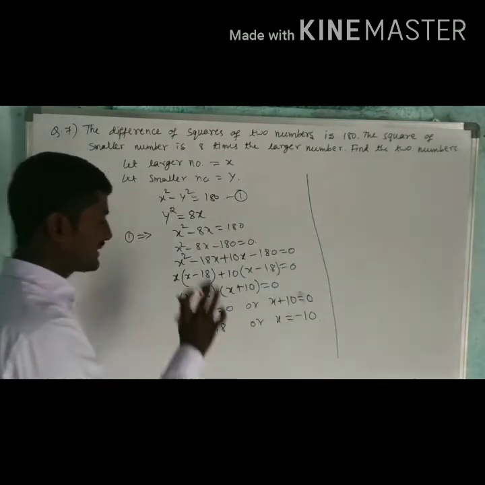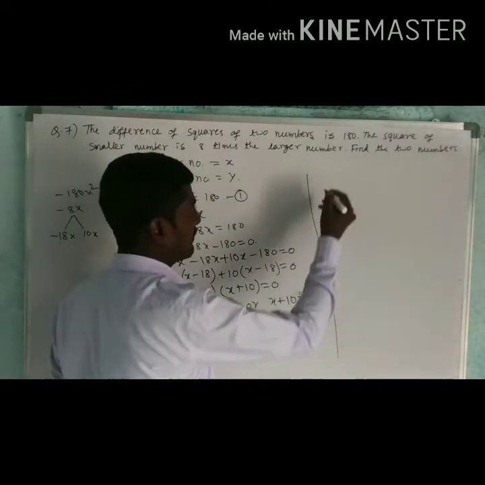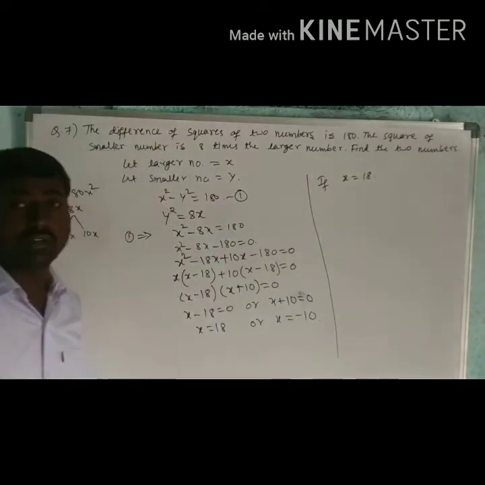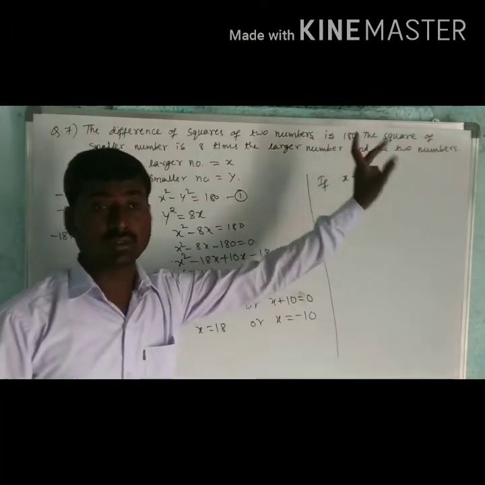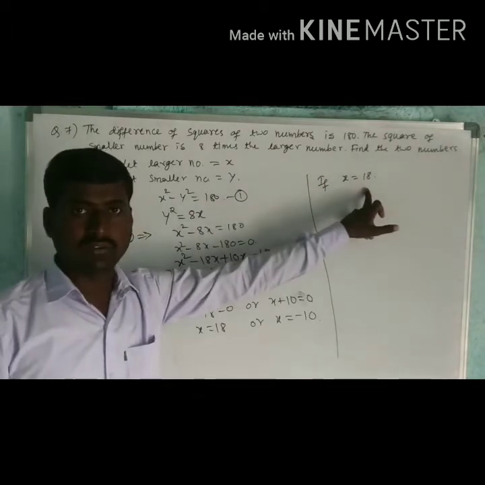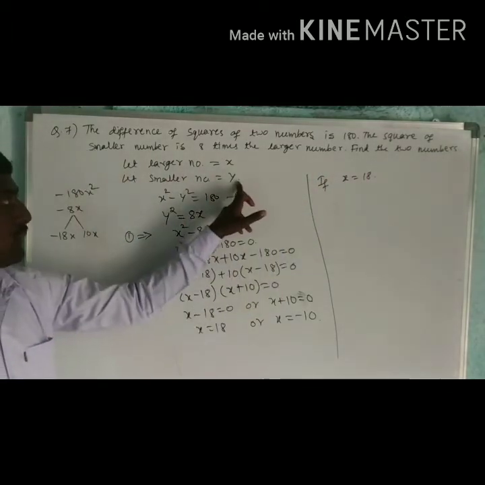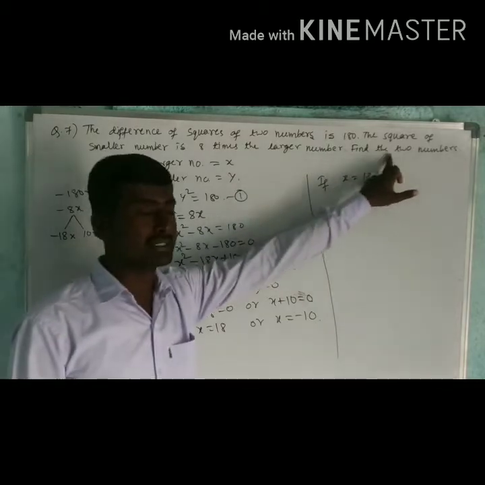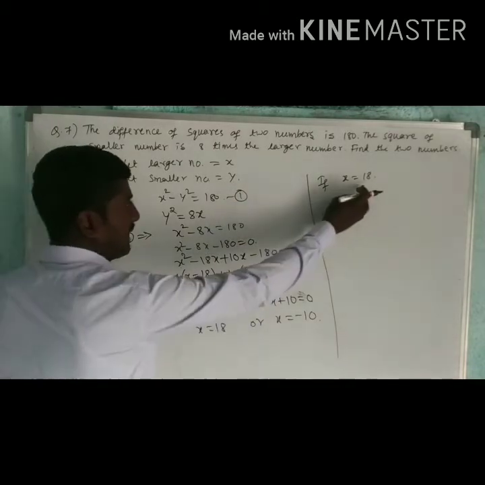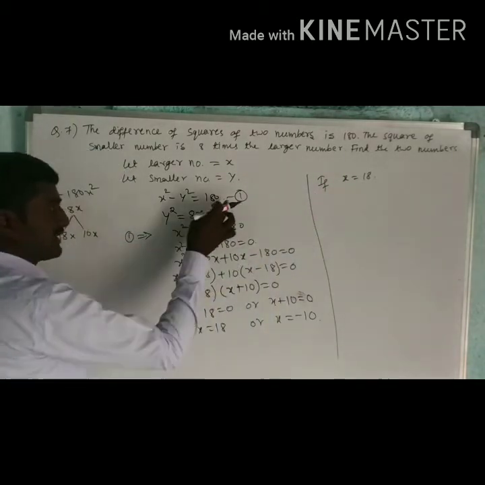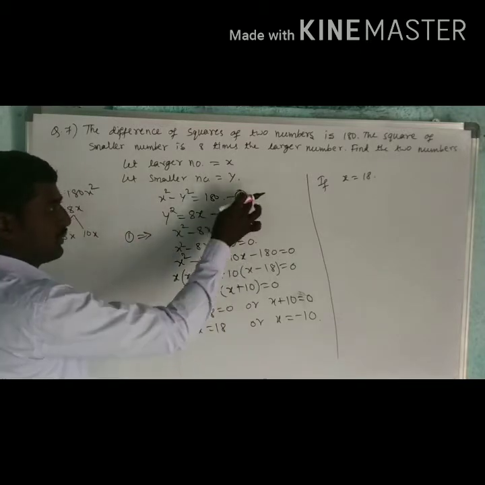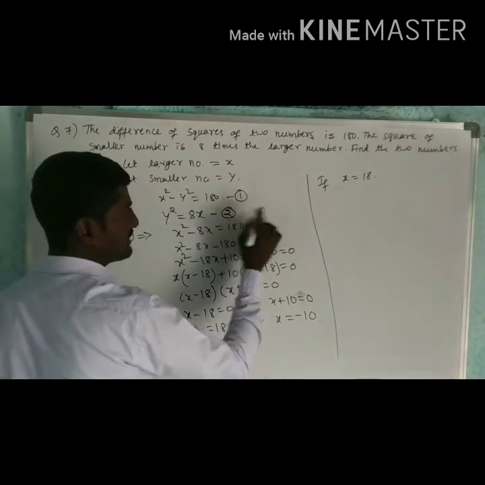First I will take x equal to 18. Then afterwards I will say why the other is not possible. If x equal to 18, what do I have to find? I have to find two numbers, x and y. Already I got the value of x, but I should find y also, because they ask you to find two numbers. I got only one number, so another number I should also write. I will substitute x equal to 18 in the first equation, or you can substitute in the second equation. You can substitute in either 1 or 2.